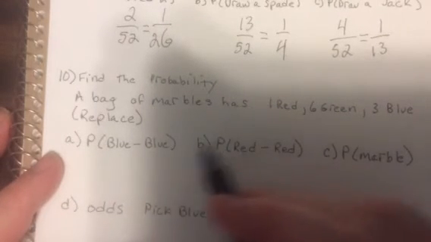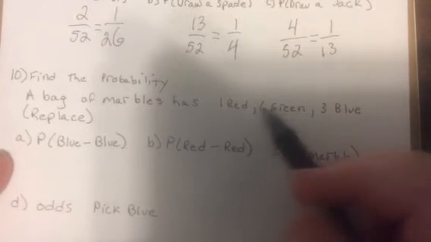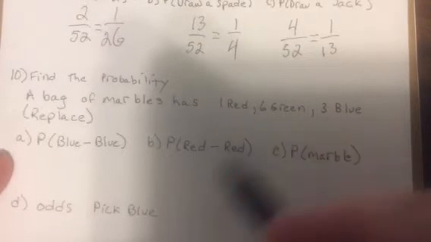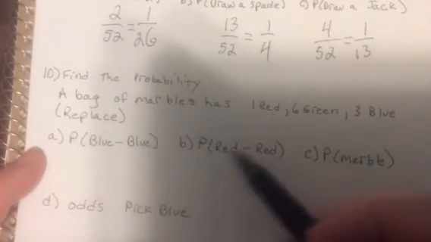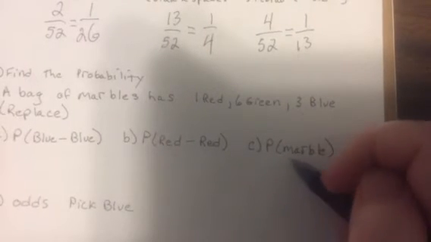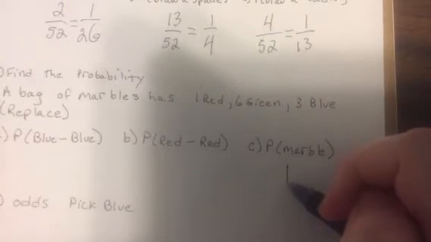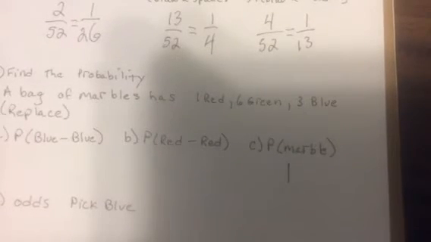So we've got a bag of marbles. We want to replace the marble. We have 3 blue, 6 green, 1 red. And I want to find the probability of pulling out a blue, then a blue, then a red, then any marble. Well, I'll give you a hint. The probability of pulling out a marble is 1, because it has to happen, since that's all you've got in the bag. If it says probability of pulling out a Snickers bar, that would be 0, because we don't have Snickers bars in the bag. I wonder who ate them.